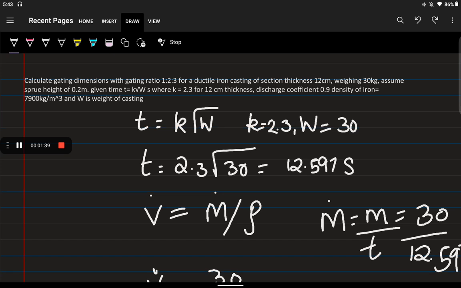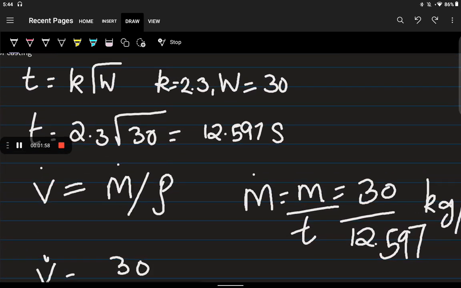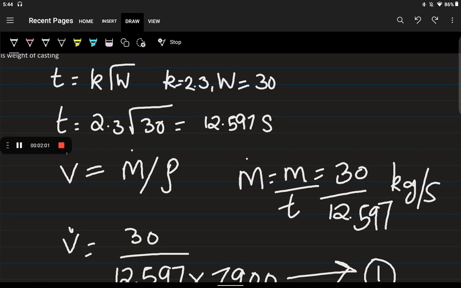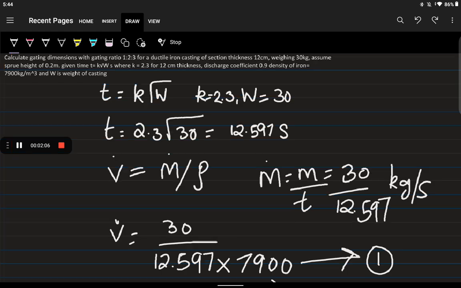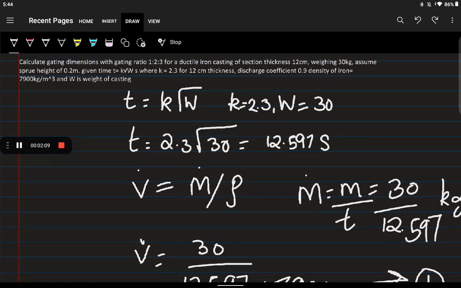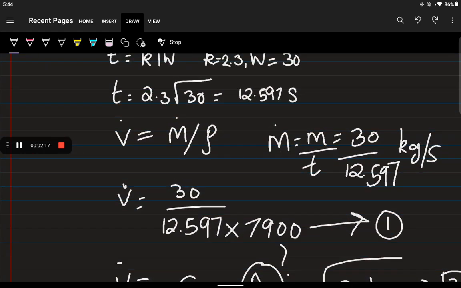The next step is that we can find two expressions for volume flow rate, and if we equate both of them we can proceed. Mass flow rate is total mass divided by time required to fill, which is 30 by 12.597. Another expression is that volume flow rate is mass flow rate divided by density. So we divide the mass flow rate by density to get the expression for volume flow rate. That is the first equation.